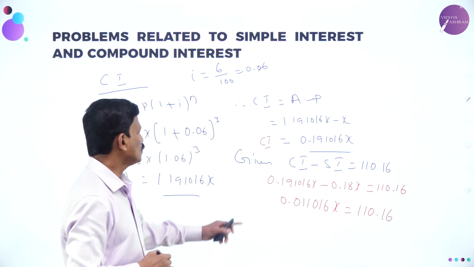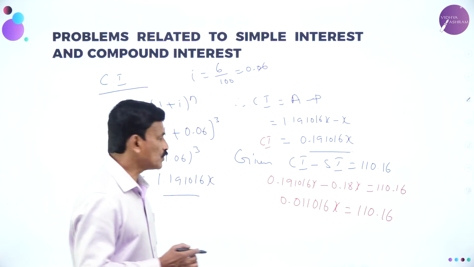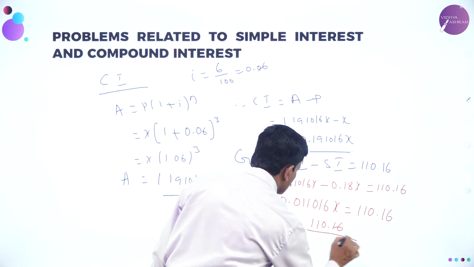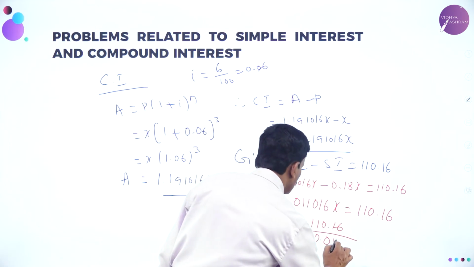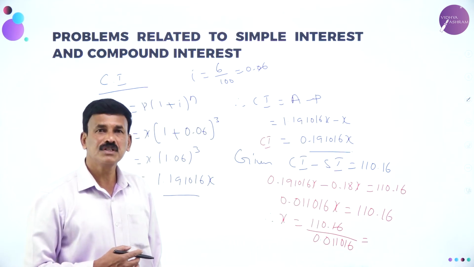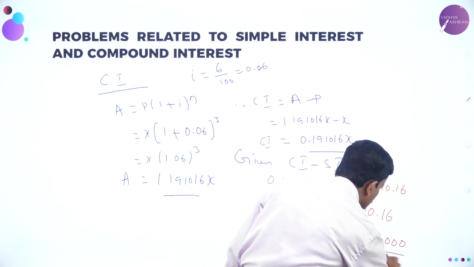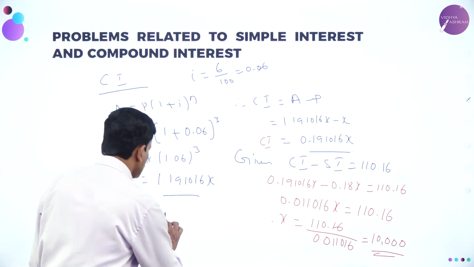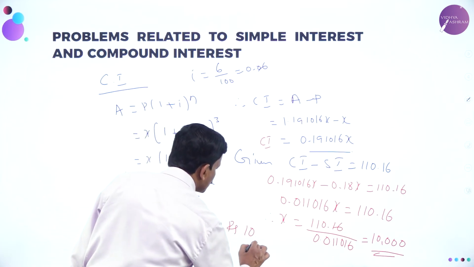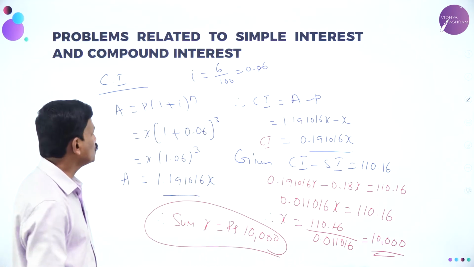If you subtract, how much are you going to get? 0.011016. Now therefore the value of x is equal to 110.16 divided by 0.011016. What is this equal to? Simplify. If you divide this, exactly this is equal to 10,000. That's it. So therefore the sum x is equal to rupees 10,000.